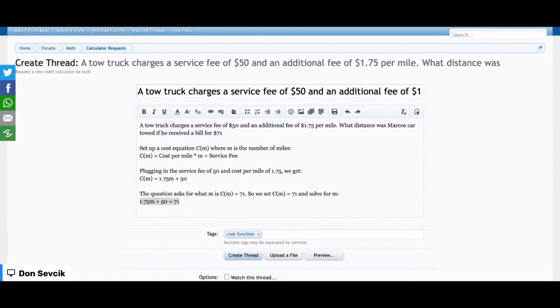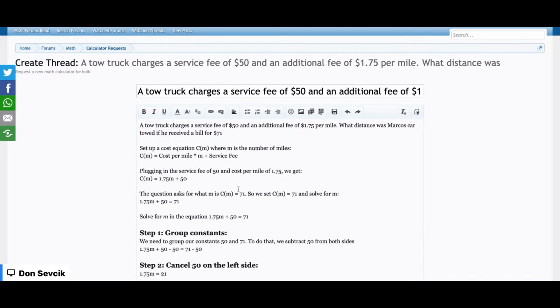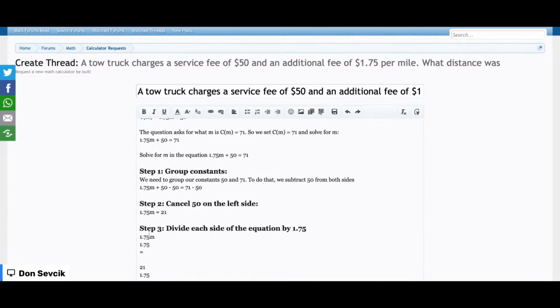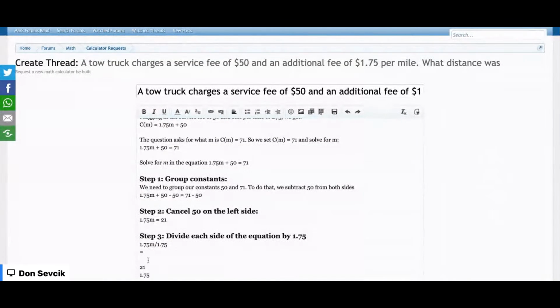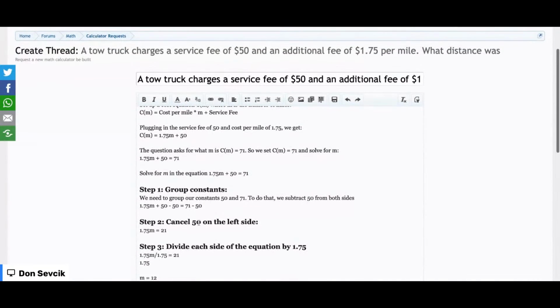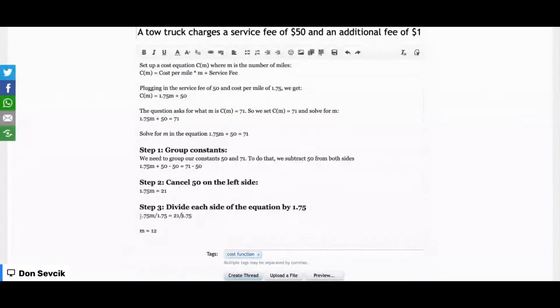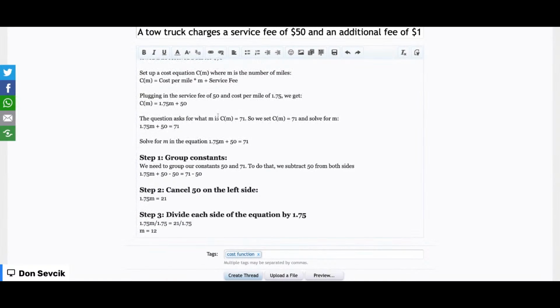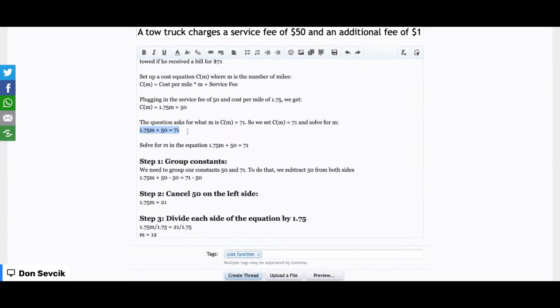So I'm going to go ahead, jump off screen here and do this the fast way. Okay, so this is from my calculator. And then I'm just formatting here for what we did. So we built this, we set our cost function equal to 71 because Marcos's fee was 71. We want to solve for M.